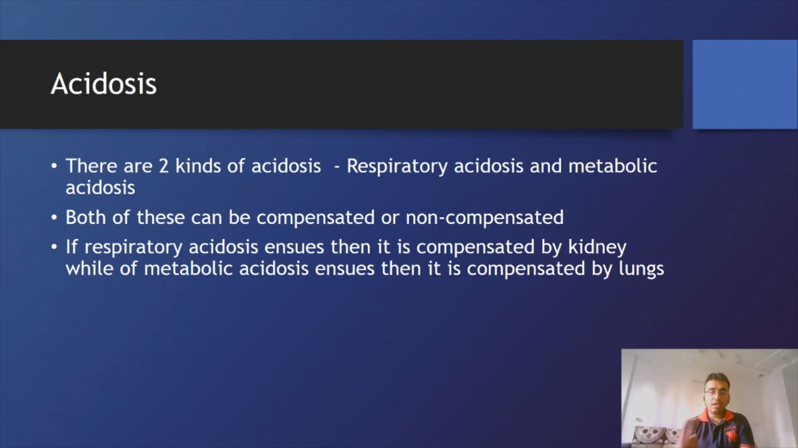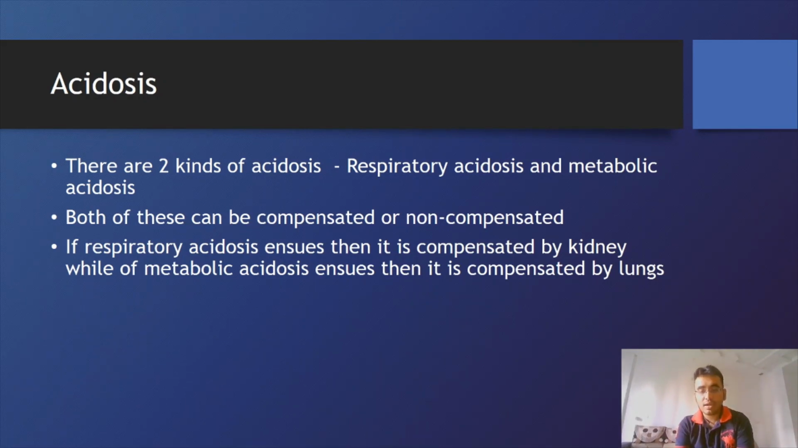There are two kinds of acidosis. We can have a respiratory acidosis and we can have a metabolic acidosis. Both of these can be compensated or non-compensated. Whenever there is a respiratory acidosis, there will be a compensation by the kidney, while if there is a metabolic acidosis, there will be a compensation by the lungs.